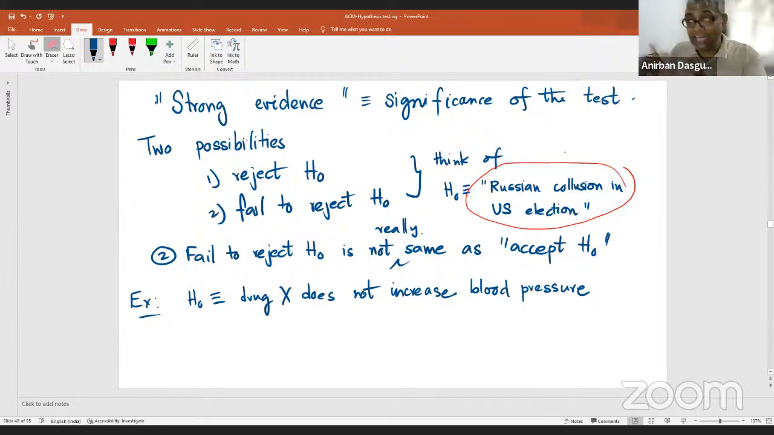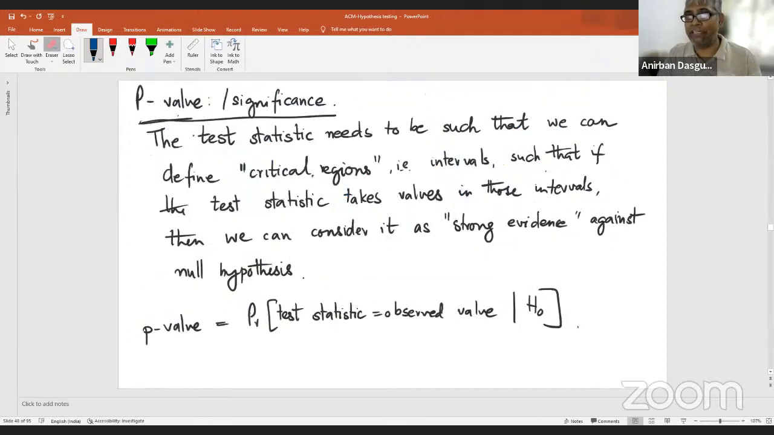Important point: the failure to reject H0 can happen because of many reasons, right? It can happen because you have not collected enough data. It can happen because the effect is so little that you cannot really say anything about it. So that's why you have to be a little careful here.